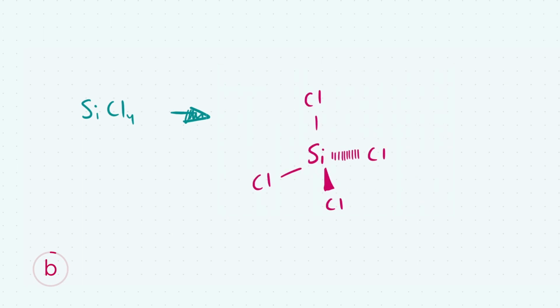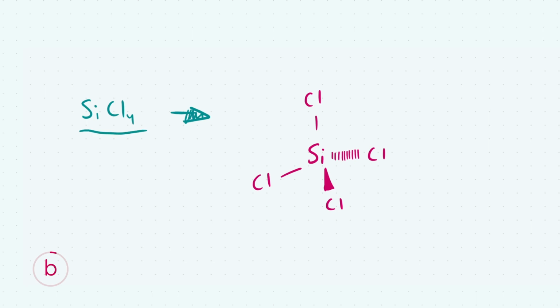So moving on to the second thing that we have to do here, which is the prediction of the shape of the molecule. In this case, the molecule we have to predict the shape of is SiCl4. And I've just drawn that out here on the right hand side, in this lighter pink color.